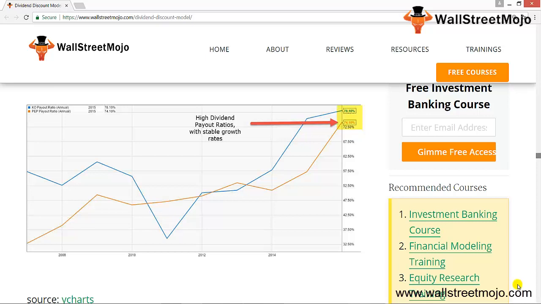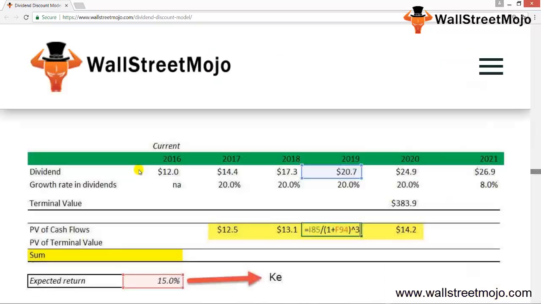Based upon the current dividend, which is given as $12, the expected growth rate is 15%. The dividend for the first year, second year and third year can be computed for each year in the high growth period, and the stable growth rate is achieved after 4 years. Hence, we can calculate the dividend profile until 2020. Let's see how it is done.